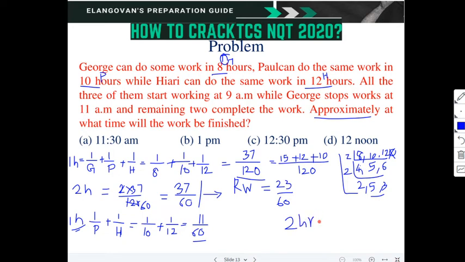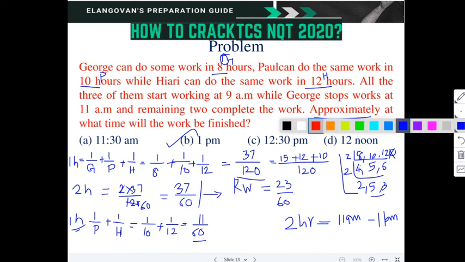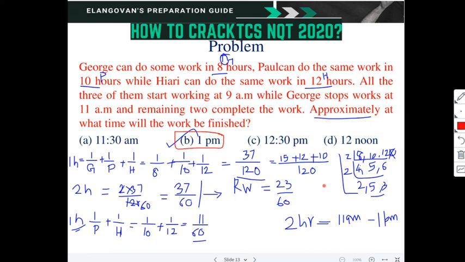So from 11 a.m., 2 hours they are working. So 12 noon and 1 p.m. So 11 a.m. to 1 p.m. they are working. So 1 p.m. is the correct answer. 1 p.m. is the correct answer. Is it fine? One more problem we will work out today.